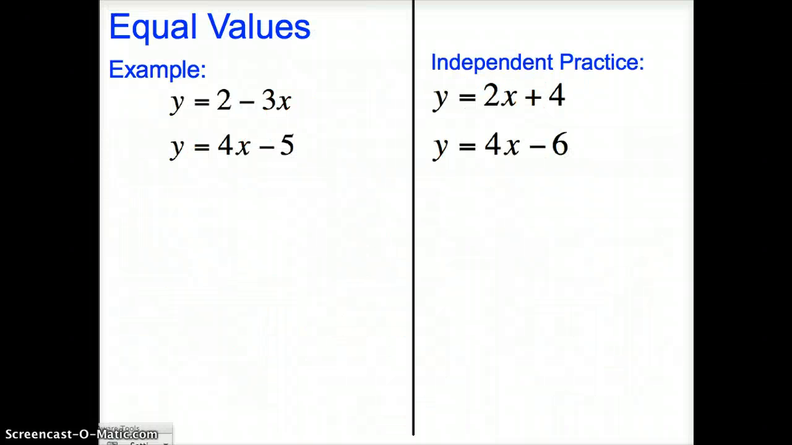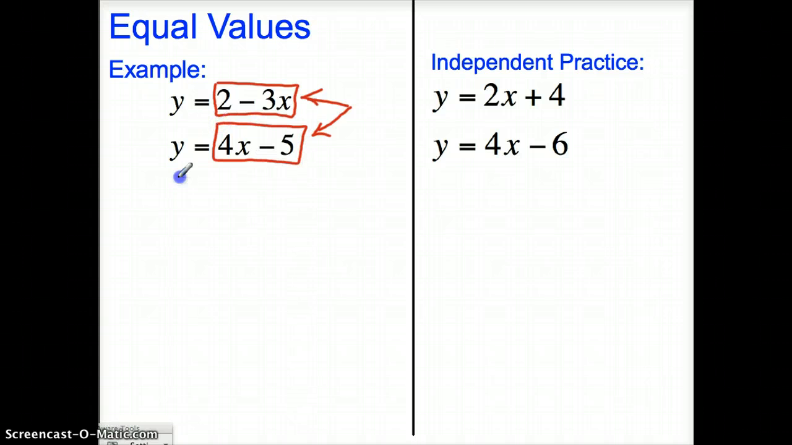Let's take a look at equal values. It's just like it sounds. We're going to figure out when these two rules are equal. I want to know when these two rules have the same output for some x that I plug in. That's where we could make the graph and look at the graph, but what we're going to do is ask the question, when does this rule give me the same answer as this rule? And so I'm going to write that equation and solve that problem.